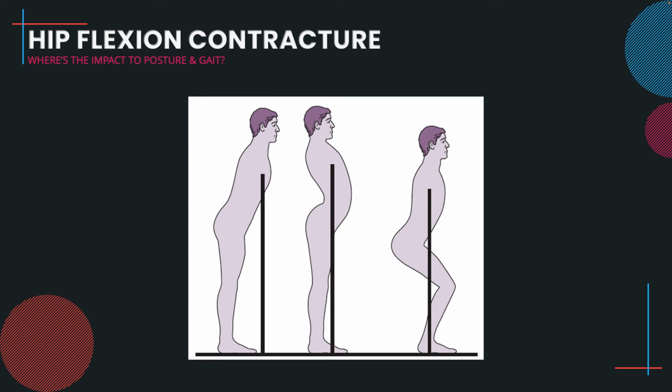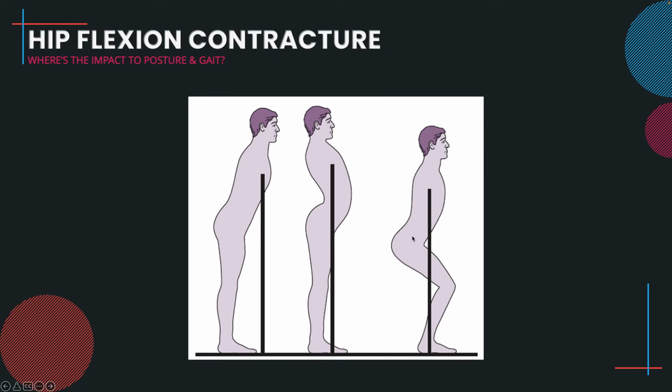So now we'll look at a hip flexion contracture. On the left, we can see that this guy is standing with his center of mass anterior to his base of support without compensation. His pelvis and his trunk are tilted forward, and if he doesn't compensate, then he will likely fall forward because his center of mass is not over his base of support.